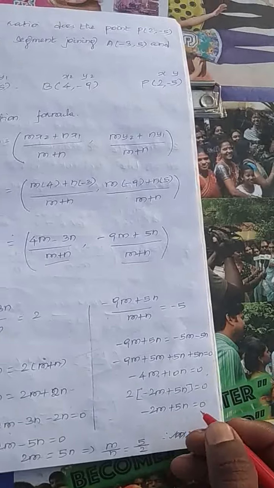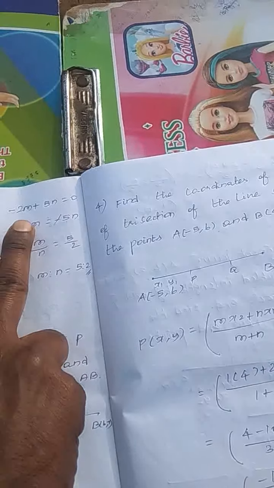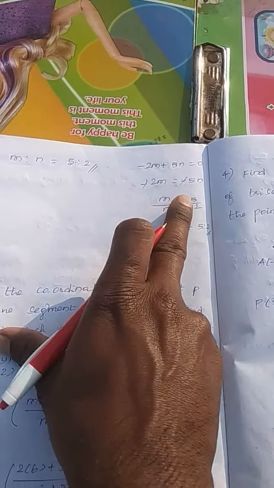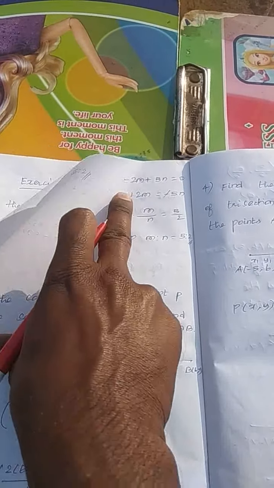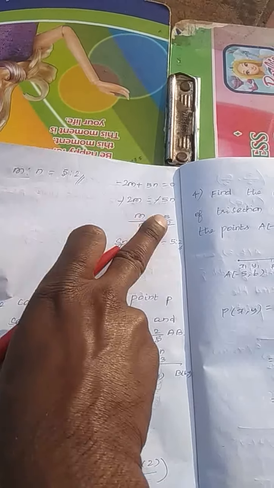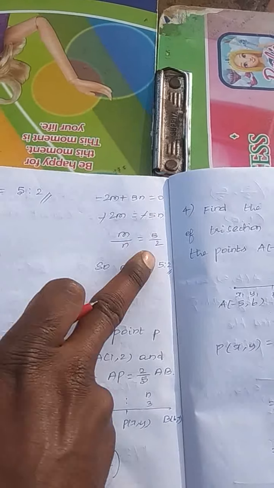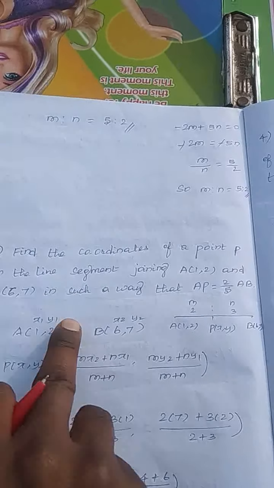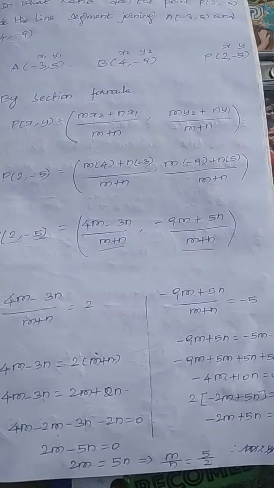So minus 2m plus 5n equals 0, so 2m equals 5n. Both sides the negative sign cancels. After that, m by n equals 5 by 2, because we divide by 2. So m by n equals 5 by 2. So m is to n equals 5 is to 2, the ratio. That is the final result of question number 2. Thank you students.